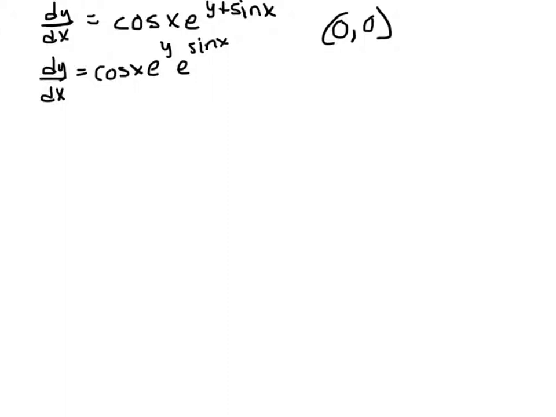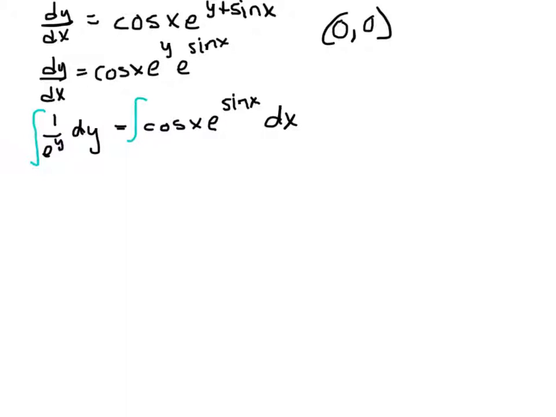So now what we're going to do is take our e to the y and divide that over, and take the dx and multiply that to the right side. So what we end up with is 1 over e to the y dy is equal to cosine x times e to the sine x dx. Now, since we have a differential on both sides of the equation, we can simply integrate both sides.